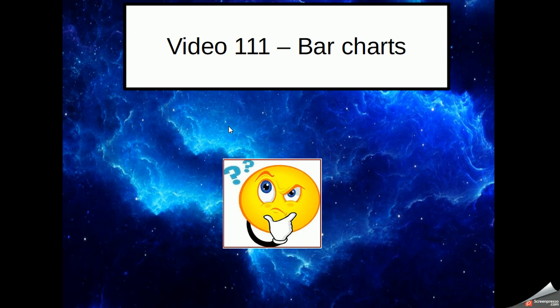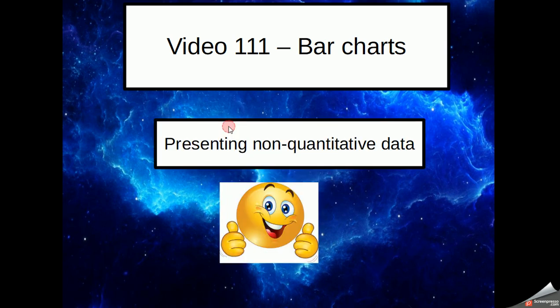Our third representation of data then is the bar chart. So what is the bar chart? Well, it's a way of presenting non-quantitative data. What that means is it's data that's not measured, such as hair colour. Hair colour is brown, yellow, black. We're not measuring it in a particular quantity, so we could use that in a bar chart.